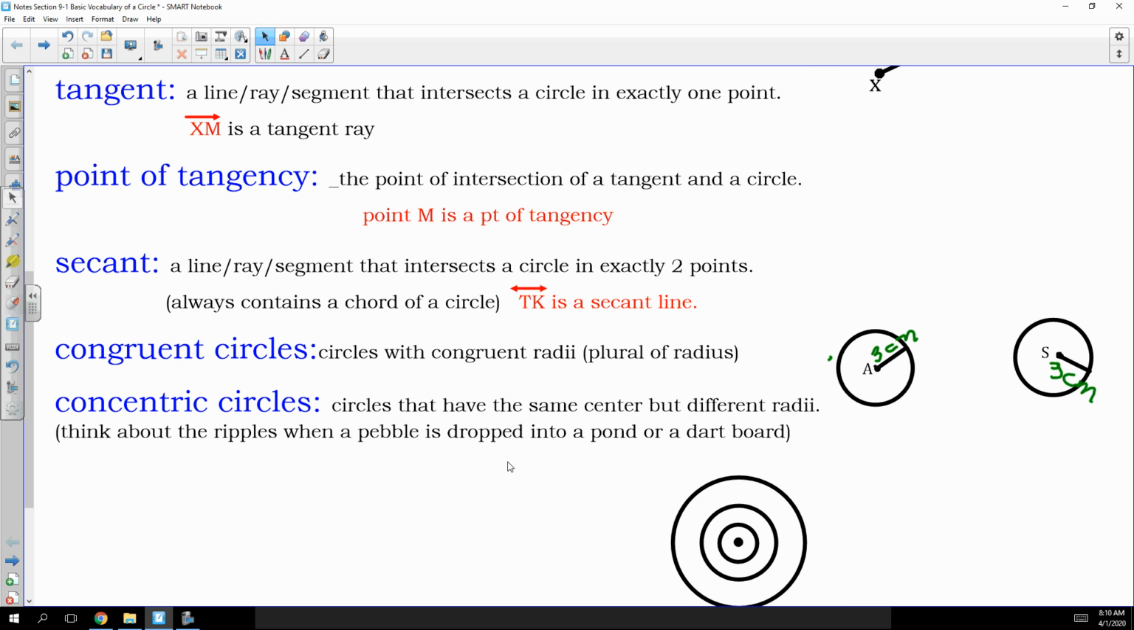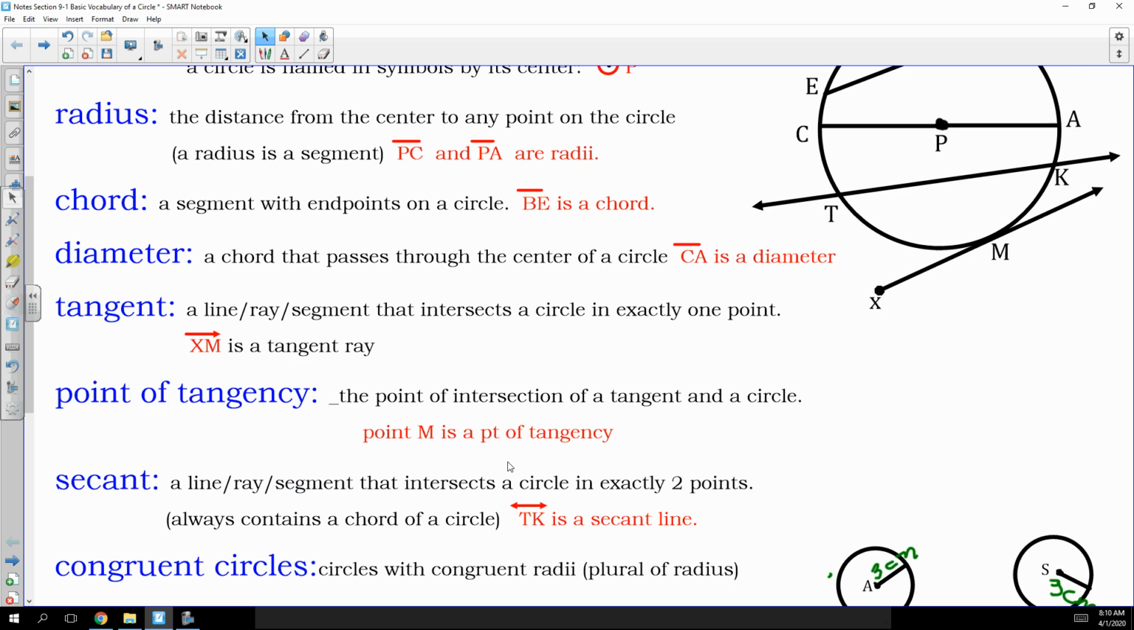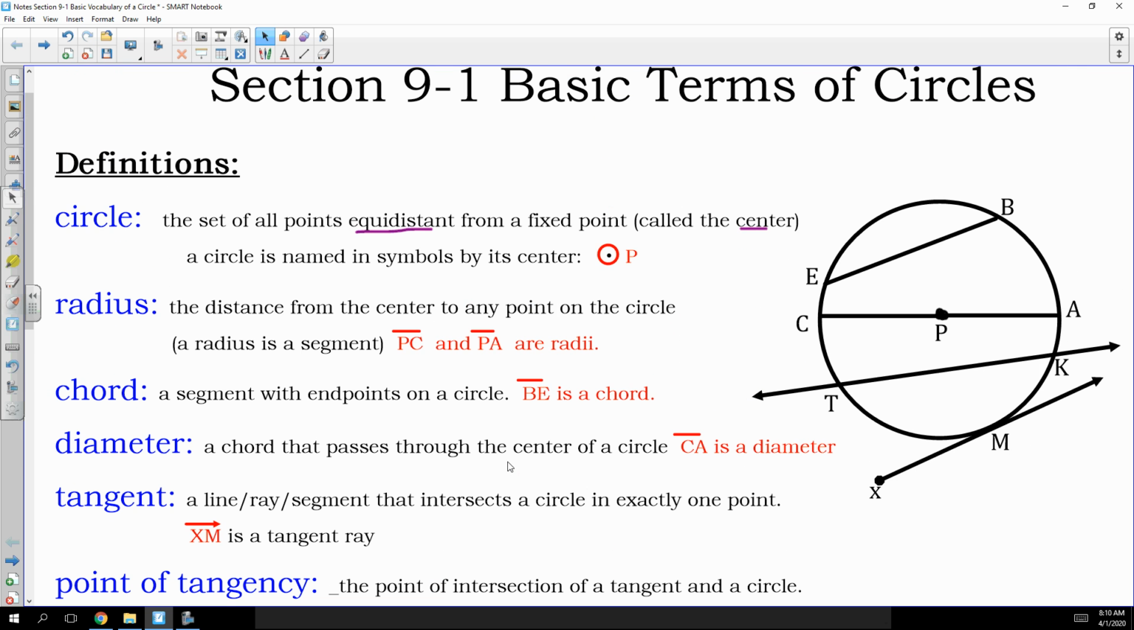And that's pretty much the vocabulary that you need to get you started through section 9.2 and 9.3. So that covers the critical stuff.